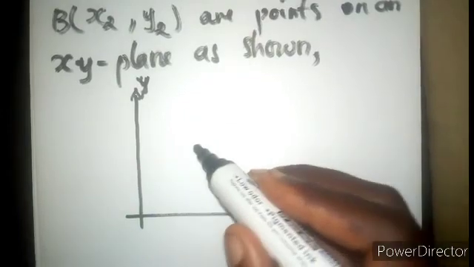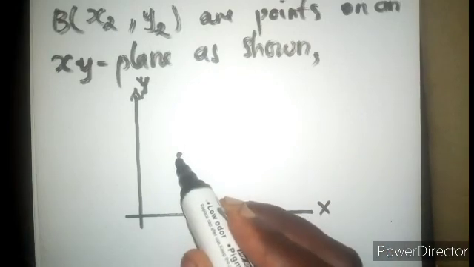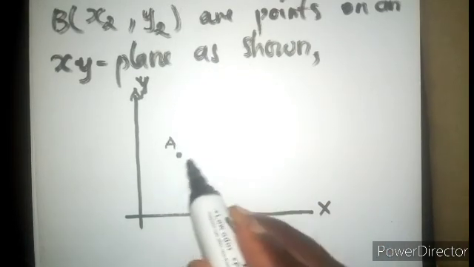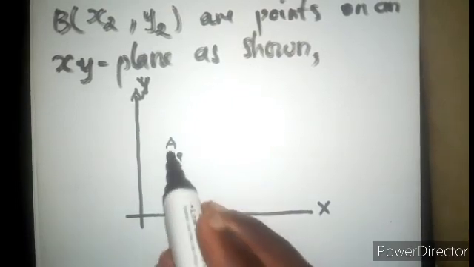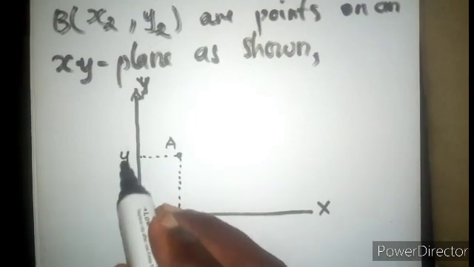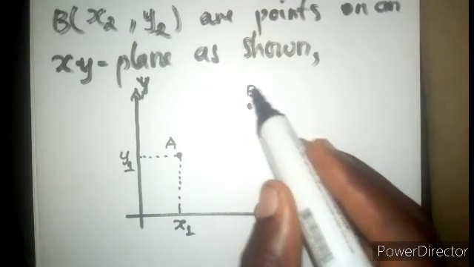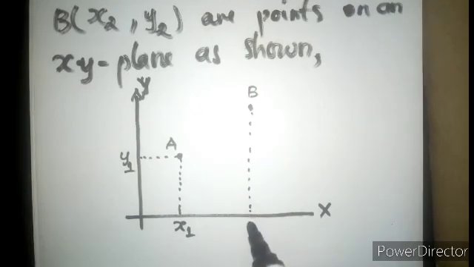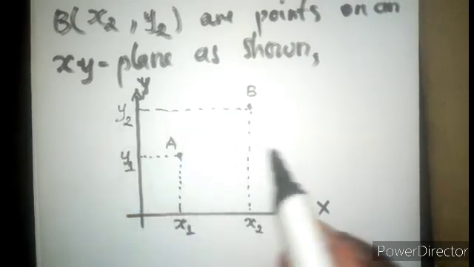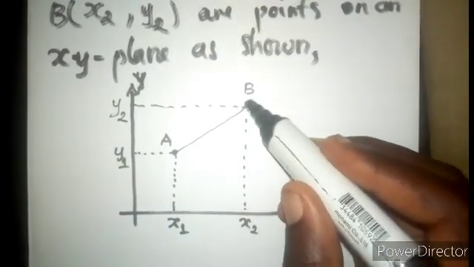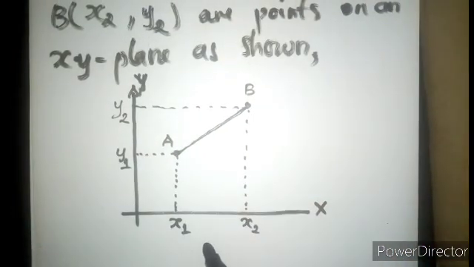Now let's consider these 2 points. Let's consider this point as this point A, that it has a horizontal displacement of x1 and a vertical displacement of y1. And consider this point here as B with its horizontal displacement of x2 and vertical displacement of y2. Now, the distance between these 2 points is what we're interested in. How do we find the distance between A and B?